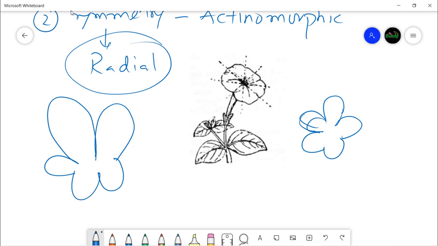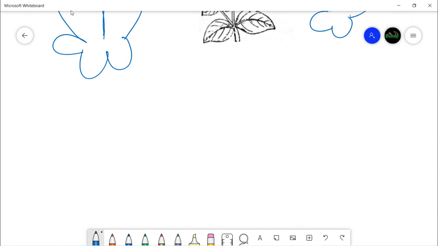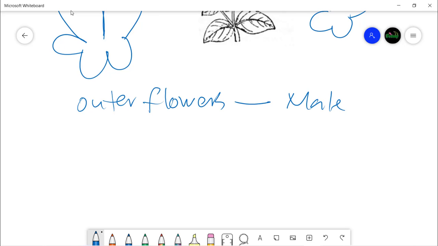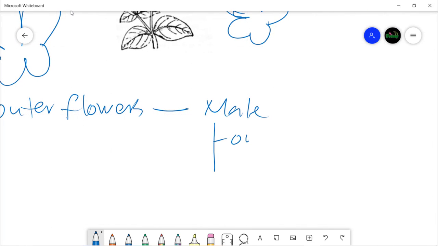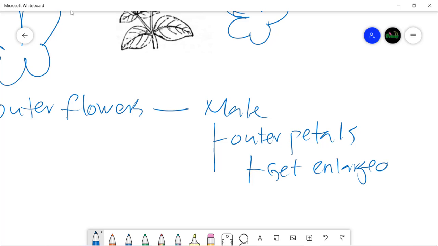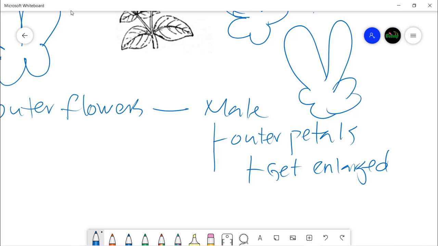That is a flower in which we can cut it into two equal parts through one plane only, unlike the actinomorphic. So in Apiaceae, sometimes the outer flowers, which are male, and the outer petals of those flowers get enlarged, making the flower look like a zygomorphic flower, as I just told you. For example, if they are enlarged and the rest of the petals are small, it gives a zygomorphic shape to the flower. So this was the symmetry of the flower.